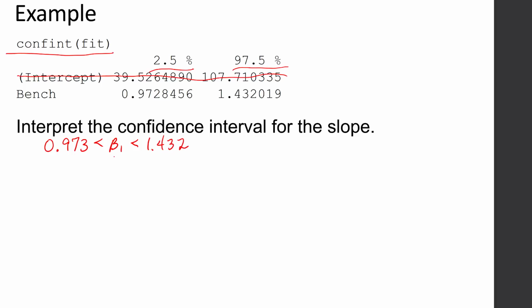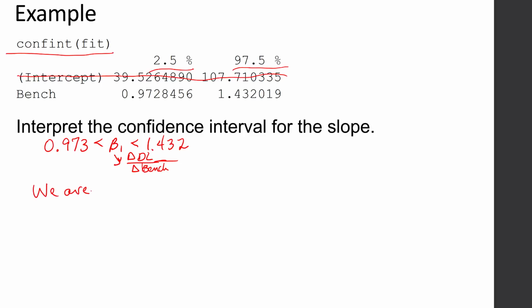And we need to remember that our beta 1 is our change in y, which is our change in deadlift, with a change in x, a change in bench press. Okay? All right, so here we go. And we're going to think about it in terms of the deadlift increasing by the amount of these endpoints with a 1 pound increase in bench press. Remember, it's always a 1 unit increase in your x. We could do a 100-pound increase, but then we just have to multiply the endpoints by 100. Okay, but we're going to do it just in terms of 1 this time.